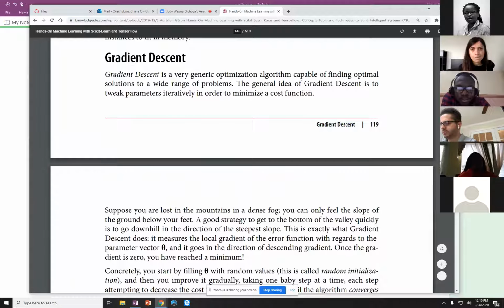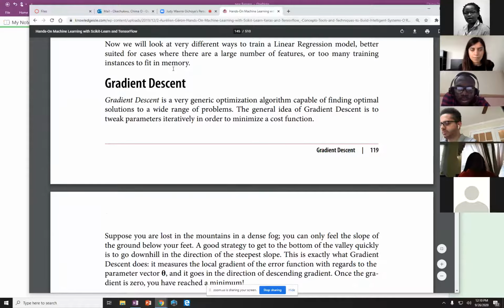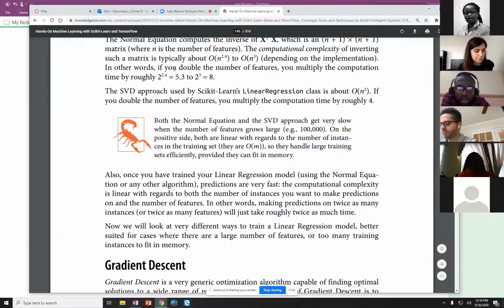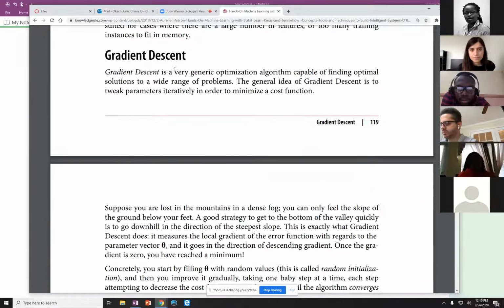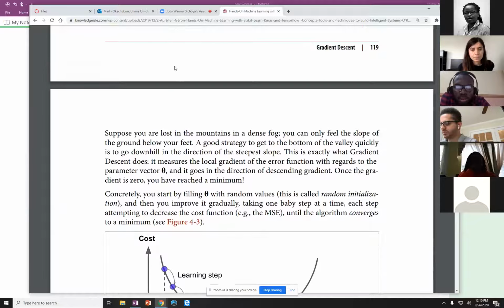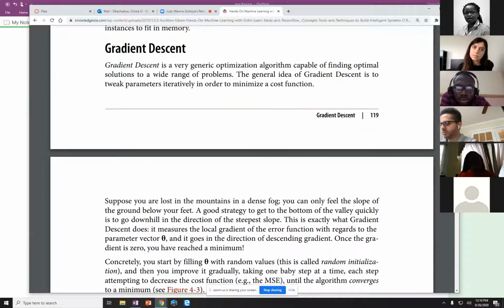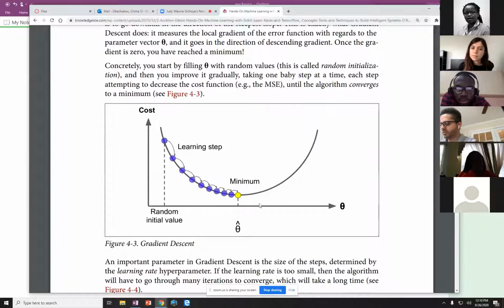The next one is, the normal equation is very direct. Gradient descent is another way we can solve for the cost. Like I said earlier, our goal is to find the minimum cost, and these are our values of theta. This is our goal right here.